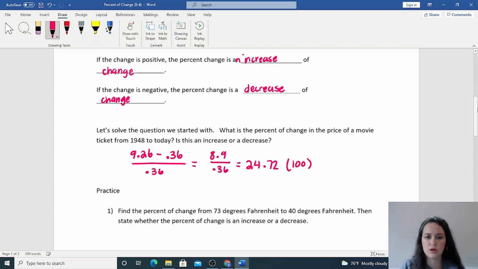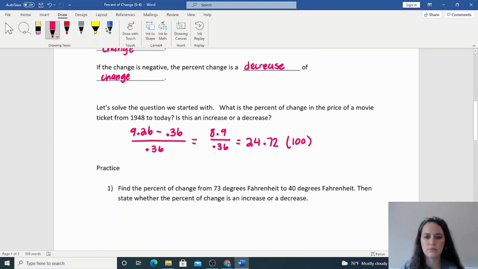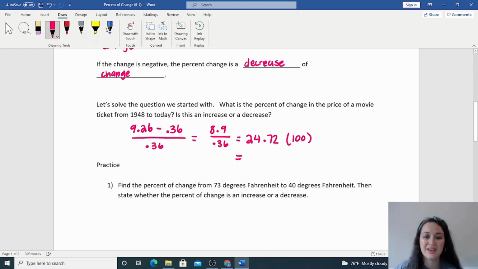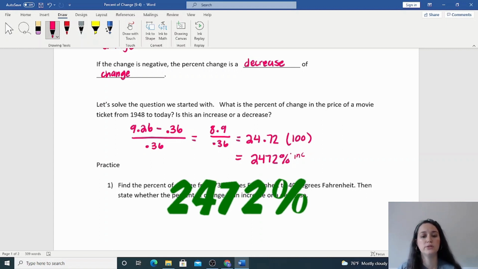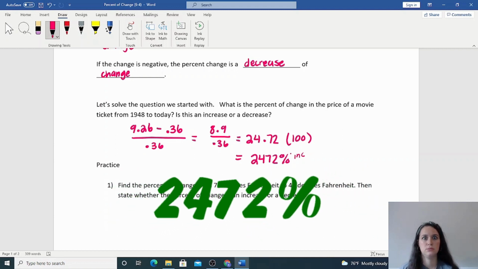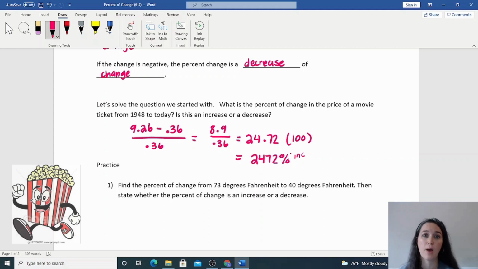Okay, because that was from up here. Multiply that by 100. So that is 2,472% is your percent of change, and that is an increase. Okay, you could tell it was an increase because I went from 36 cents to $9 and some change. So it increased by 2,472%. That's a lot. We're paying a lot to go to the movies, and we didn't even compare popcorn.